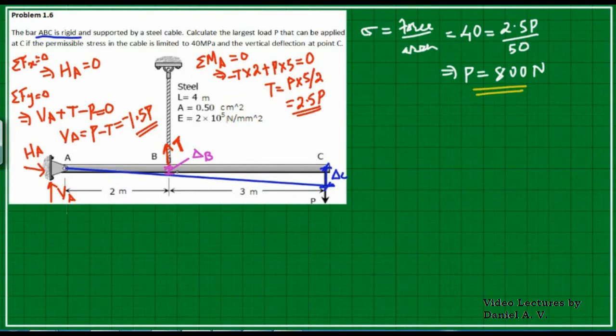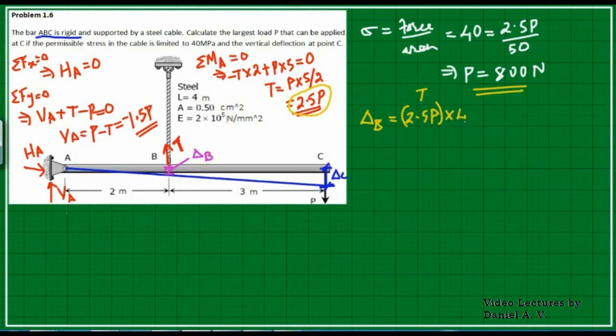Now, what will be delta B? Delta B is the deflection at this point, which means it is actually the elongation of this cable. This cable is subjected to a force 2.5 P, and because of this 2.5 P, this cable will be deflecting and that deflection will be equal to delta B. So I can write delta B is equal to 2.5 P, or I can write it as T, the tension in the cable, multiplied by length. Length of the cable is 4 meter. It is given in the problem.